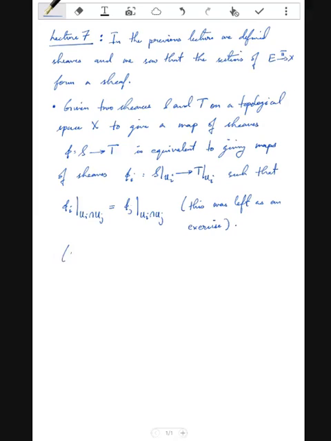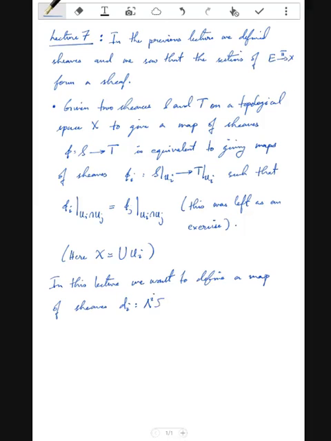Here X is covered by open sets Ui. So in this lecture, we want to define a map of sheaves d_i from exterior i omega to exterior i plus 1 omega.